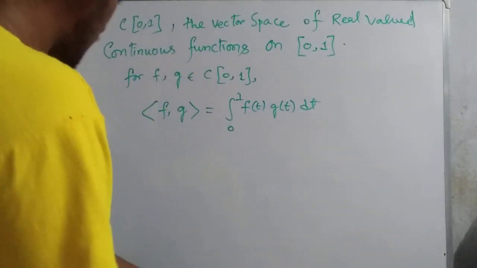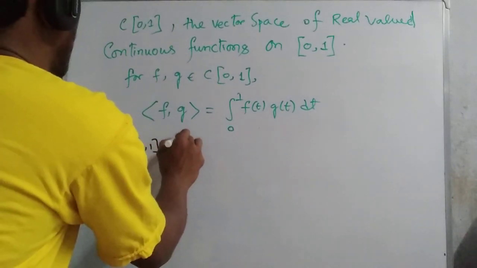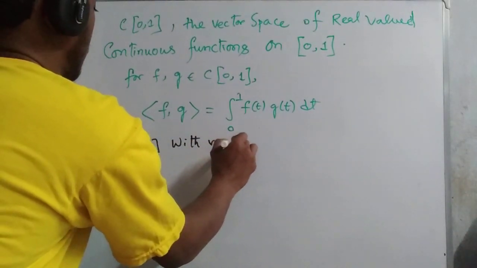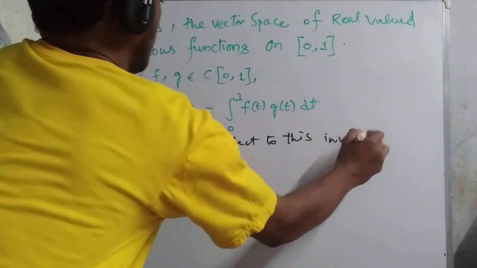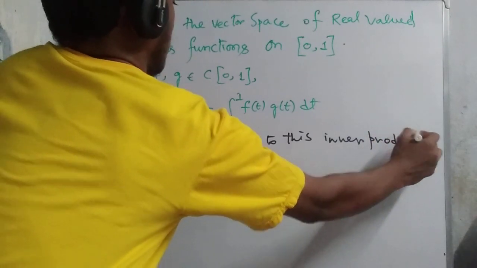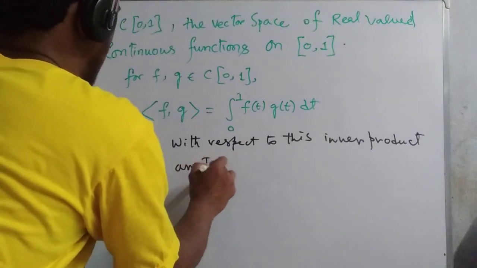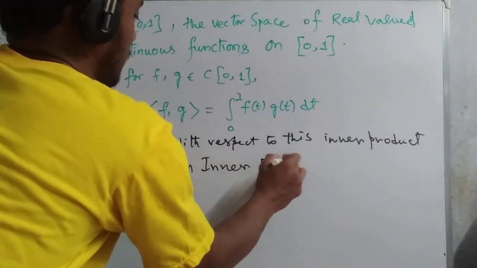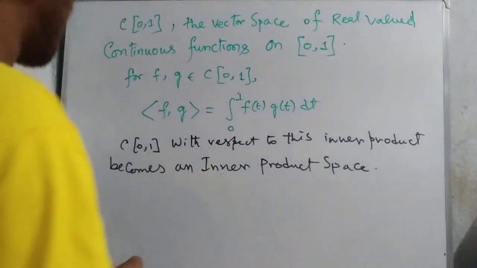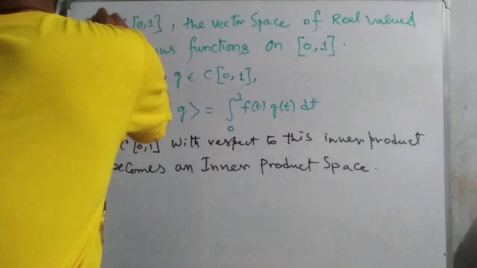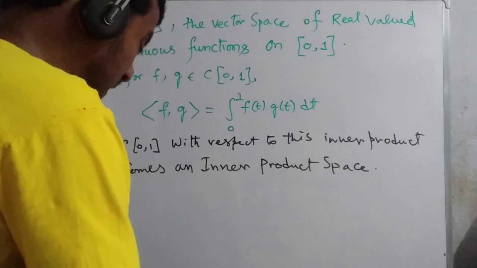So we write here C[0,1], with respect to this inner product, becomes an inner product space. This is one example, and another one we will also write in this way.